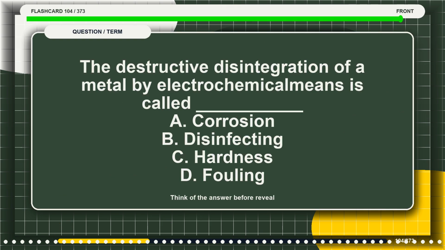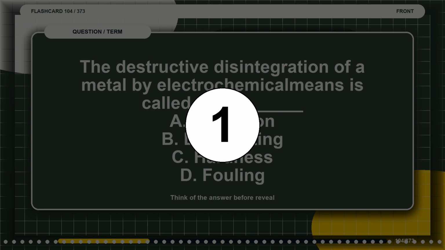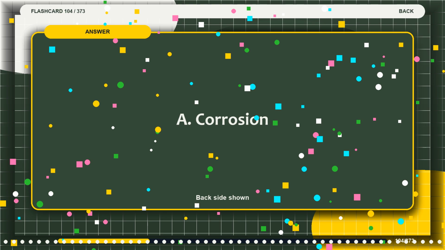Flashcard 104. The destructive disintegration of a metal by electrochemical means is called blank. A. Corrosion. B. Disinfecting. C. Hardness. D. Fouling. Think of the answer before the reveal. The answer is A. Corrosion.